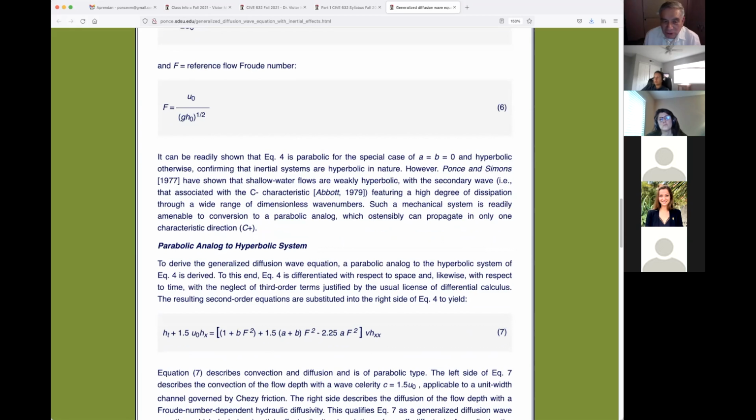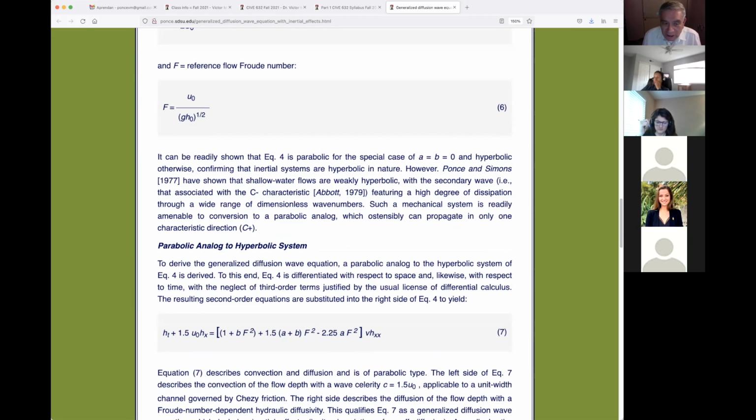Ponce and Simons have shown that shallow water flows are weakly hyperbolic, with a secondary wave associated with the C- characteristic. Weakly hyperbolic means that, yes, they have 2 answers, but one of them is so small that it doesn't really get into the picture. It is associated with the C- characteristic featuring a high degree of dissipation through a wide range of dimensionless wave numbers. We go back to our S-curve. That's why our S-curve is so important.